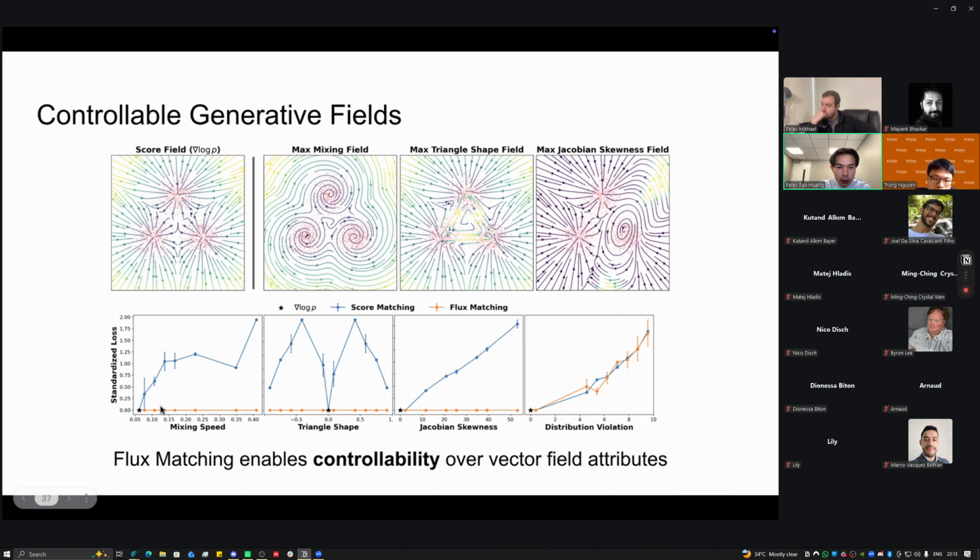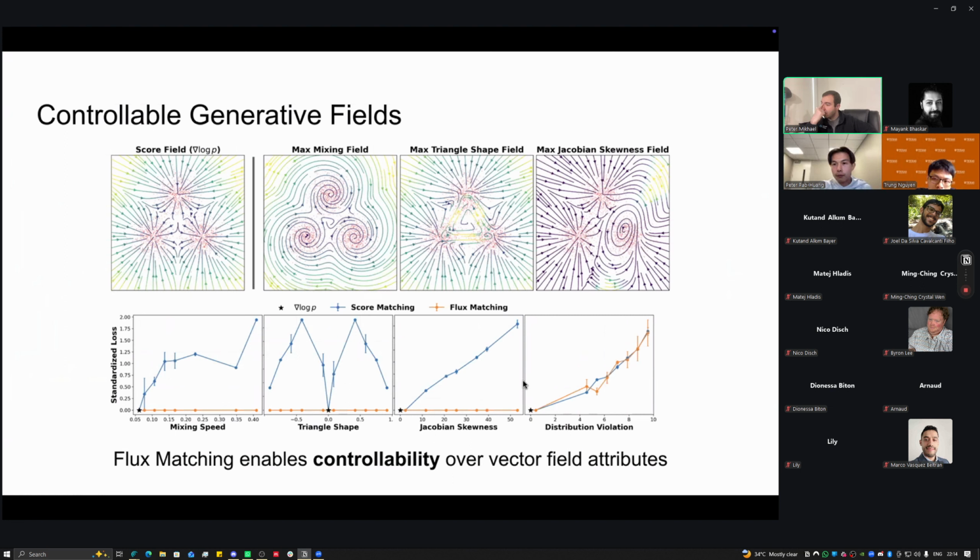And we see that, as we increase the magnitude of these different vector field attributes, clearly we won't be at the score function anymore. So score matching would have an increased loss as we drift further and further away from the score function. But because, at least within this experiment, we directly enforce that these vector field attributes preserve the distribution, these additional vector field attributes, even as we increase the magnitude, are invisible in the eyes of flux matching. So the loss for flux matching is zero.